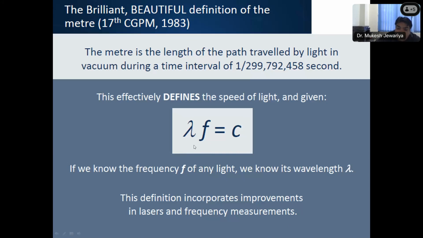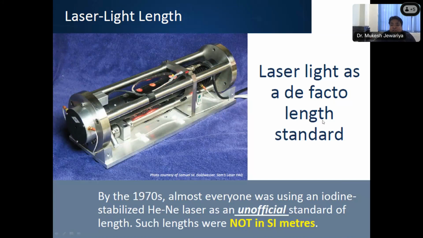Understand the physics behind the definition. When we do dimensional metrology, we don't understand these kinds of things. So if you know the frequency of any light, we know its wavelength. So the definition incorporates the improvement in laser and frequency measurement, of course. So you need such a laser whose frequency is defined. The primary standard of length is not on the wavelength 633 nanometer, it's on the frequency. So laser became a de facto length standard.